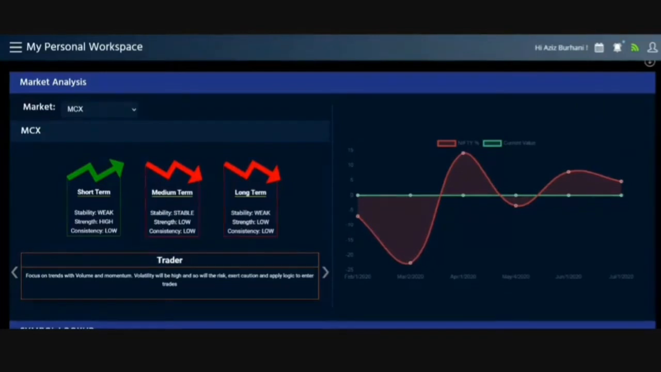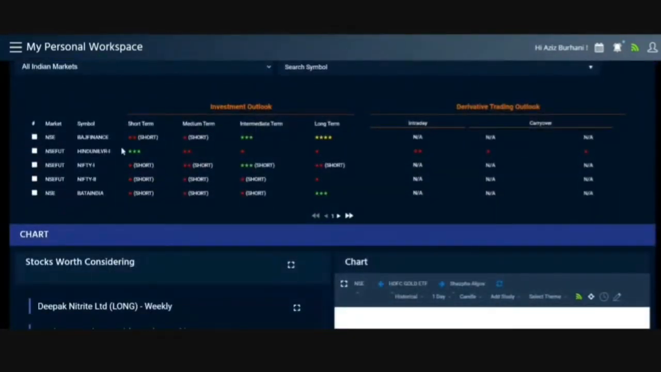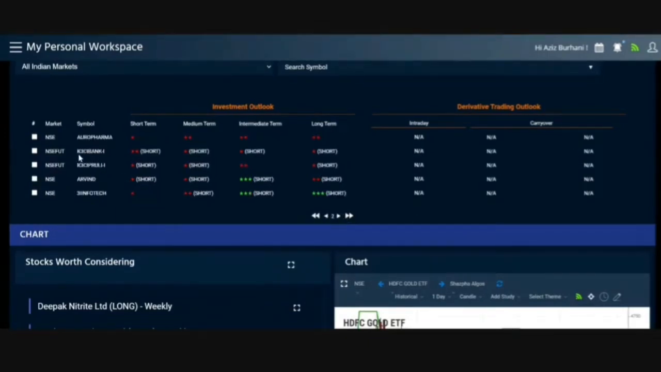Right? Now, I told you I will explain why in NSE futures it is showing NA here. Let us go to ICICI Bank. If you go to ICICI Bank, in intraday and carryover, that is derivative trading, it is showing NA. Now, what does this NA mean? NA means that there is no star rating. That means ICICI Bank, you should not even consider for intraday trading. That is what it says. That is why it says NA here. You are not even supposed to consider it for intraday trading.